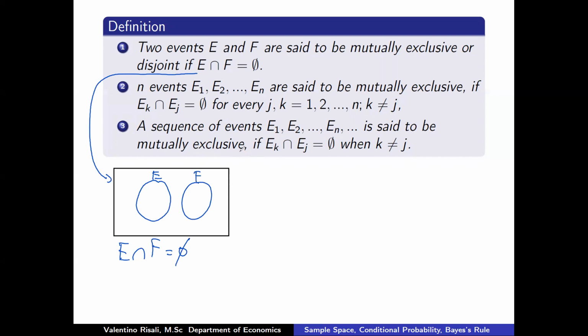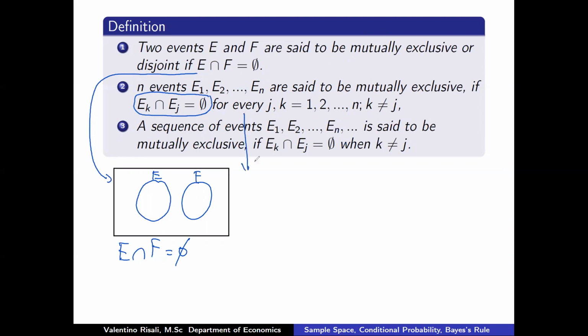To generalize it into n events E1, E2, until En, we say that they are mutually exclusive if for every j and k from 1, 2, until n, where j and k are different, their intersection is empty. It is for every pair j and k.